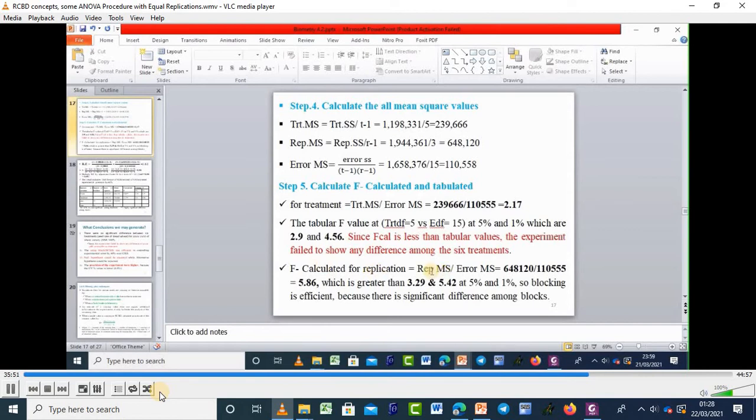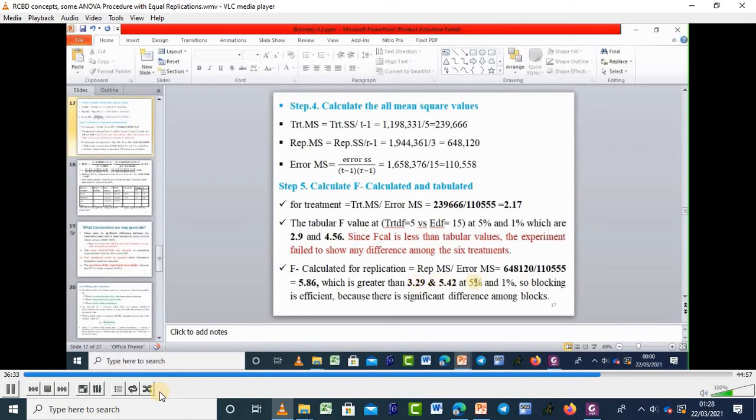The F calculated for replication is replication mean square divided by error mean square. Replication mean square was 648,120 divided by 110,555, and it gives us the value of 5.86, which is greater than the tabular values of 3.29 and 5.42 at the 5% and 1% levels of significance in the F distribution.